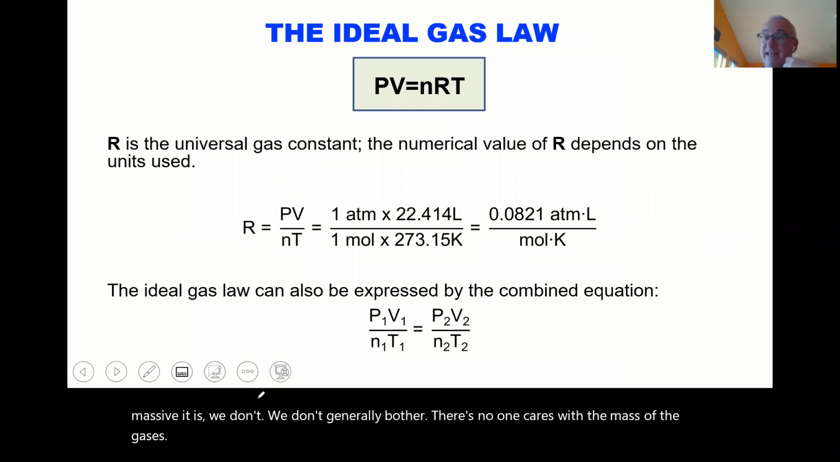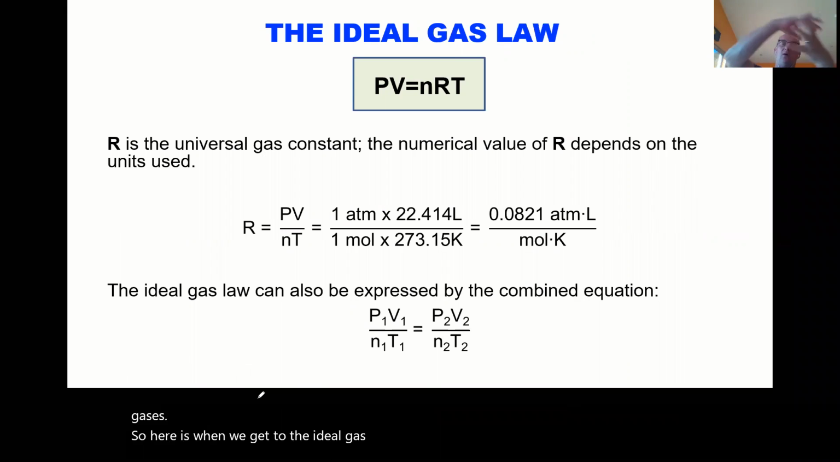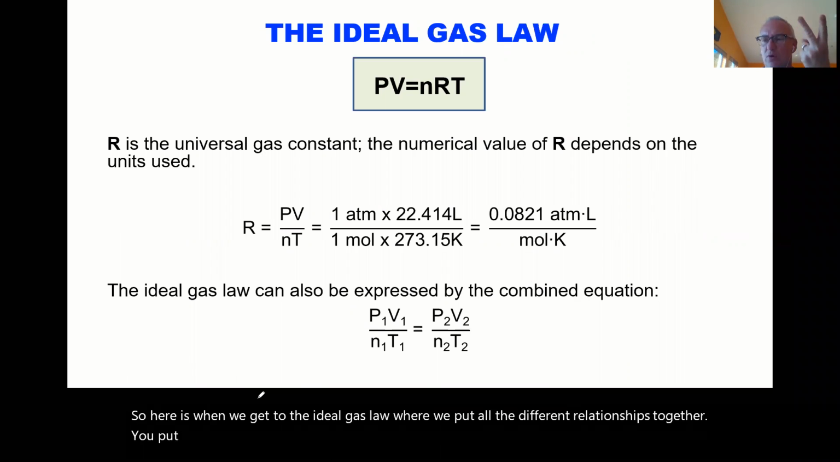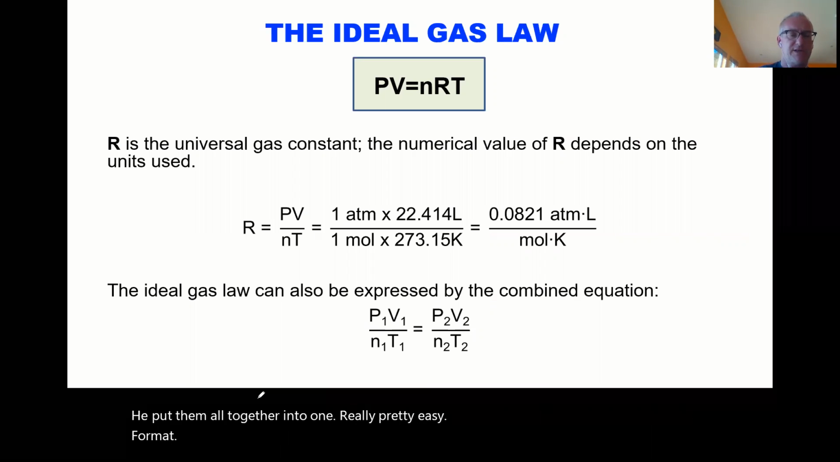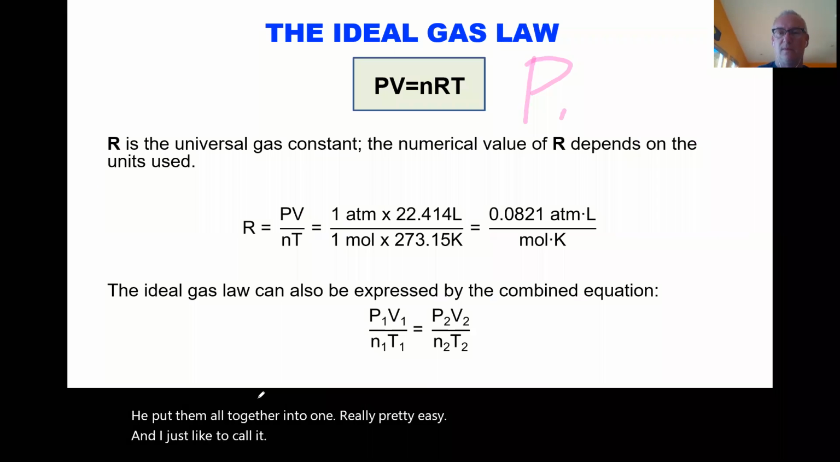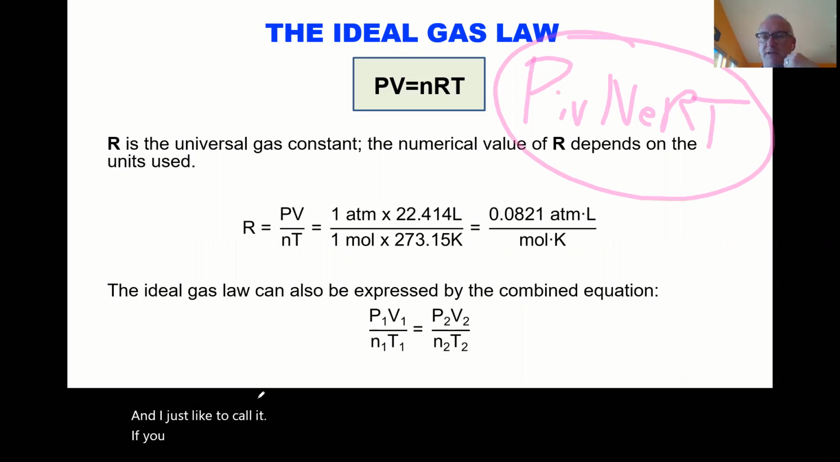So here's when we get to the ideal gas law, where we put all the different relationships together. We put Charles's law and Boyle's law and Avogadro's law and Gay-Lussac's law all together into one really pretty easy format, and I just like to call it PIVNERT. If you remember nothing else from this class, you'll remember PIVNERT, capital P. So P times V equals nRT.